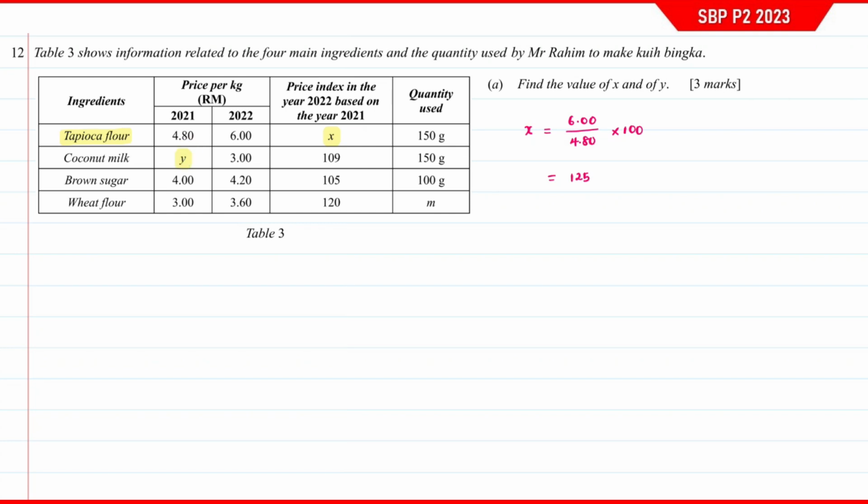And Y is the price for the coconut milk in the year 2021. So when we take 3 ringgit, divide it by Y, and multiply it by 100, this will give us the price index, which is 109. Solve this, Y is equal to RM 2.75.